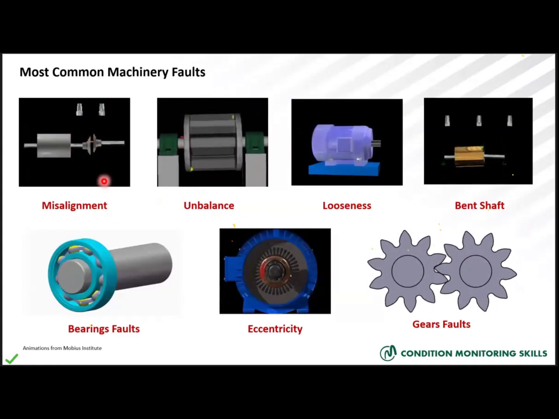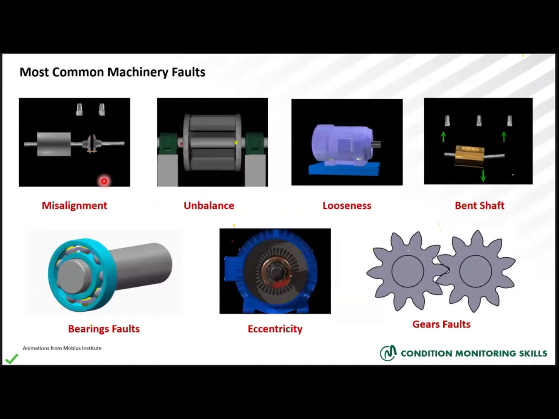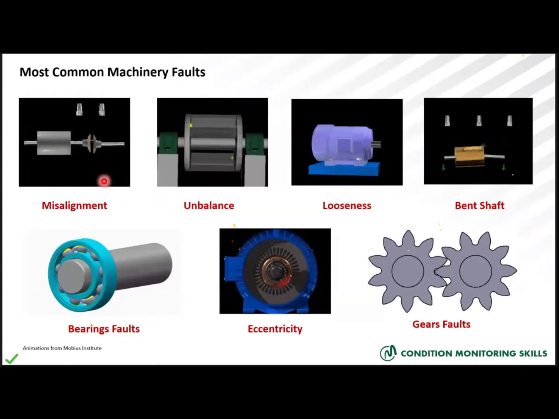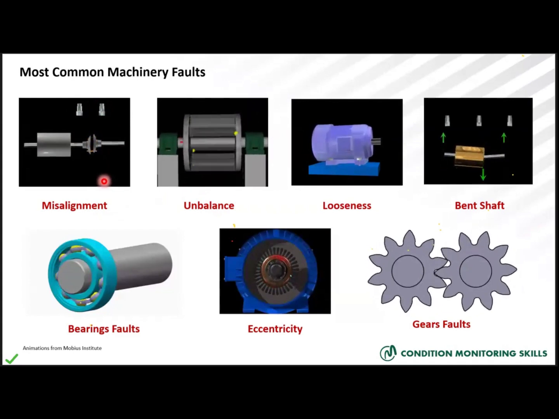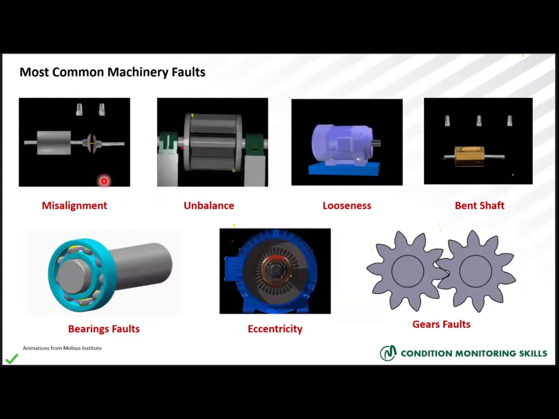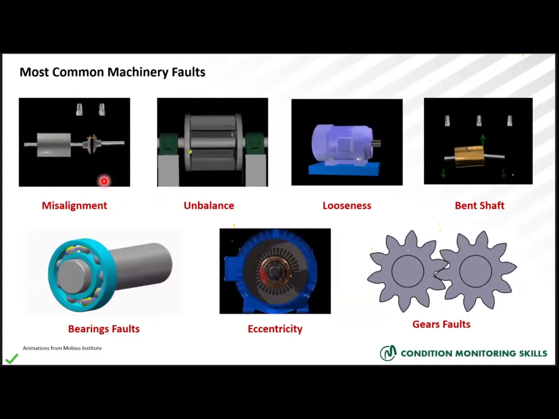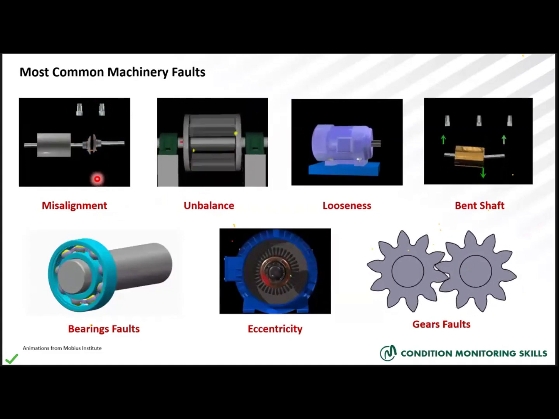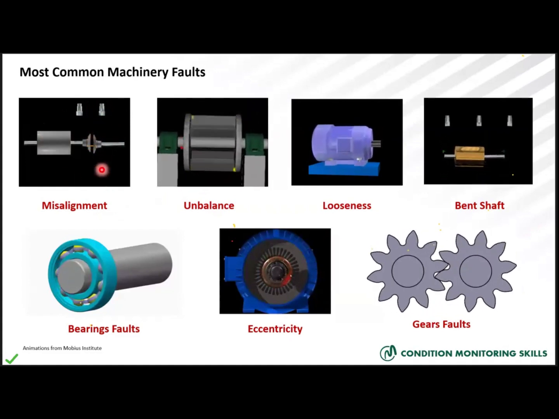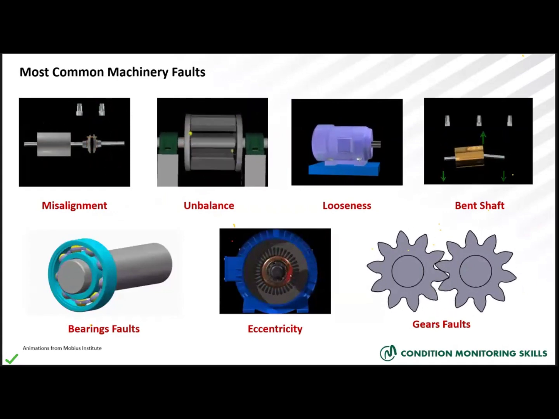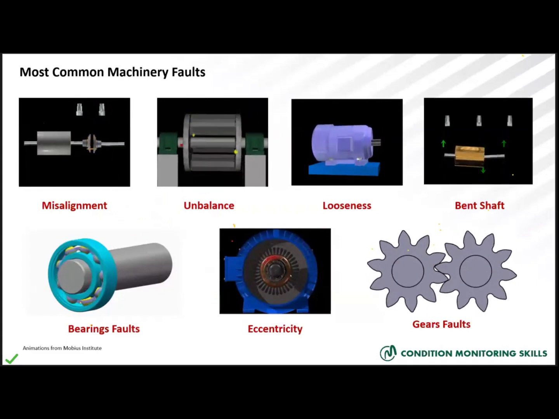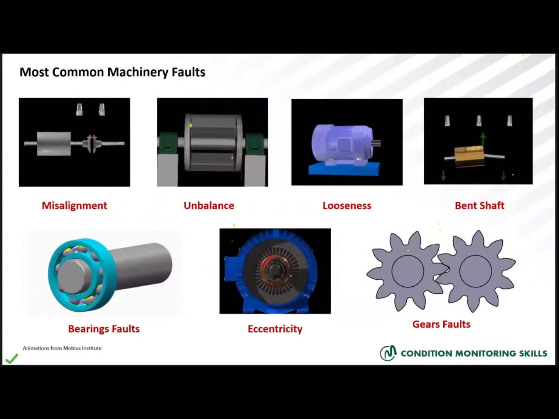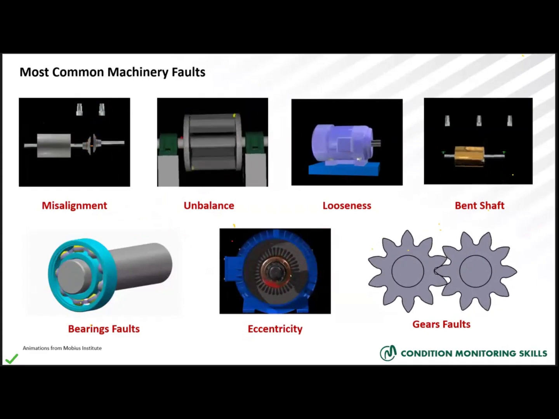Misalignment takes place when the center lines of the rotating equipment, two or more machinery shafts, are not in line with each other. So a misalignment takes place, which is very destructive to the machine as well. Okay, and many other machinery faults could be detected using vibration analysis.